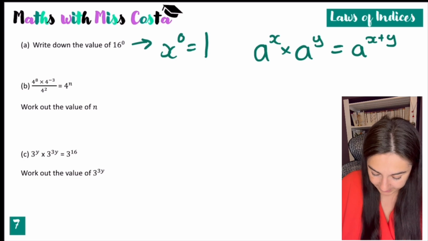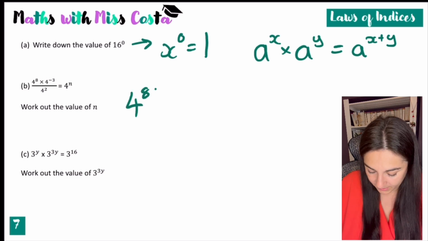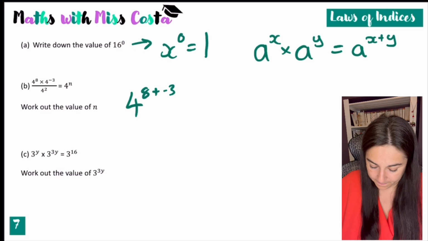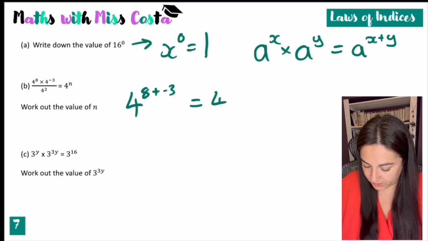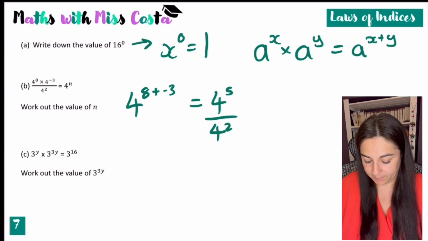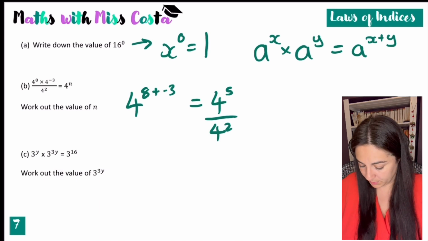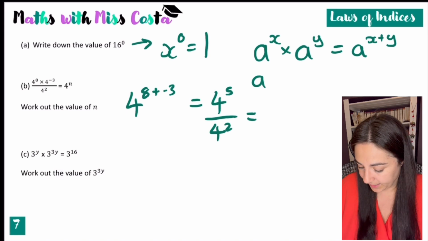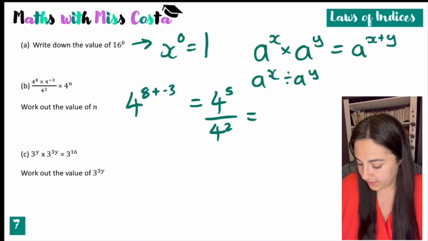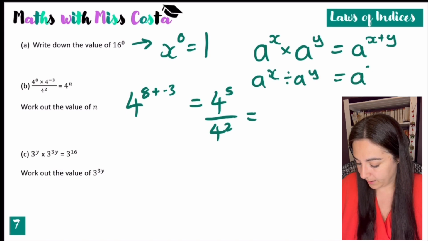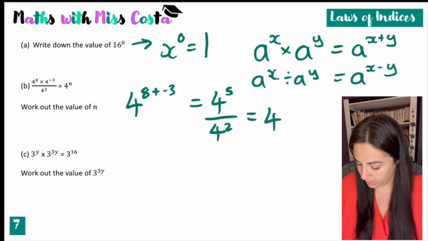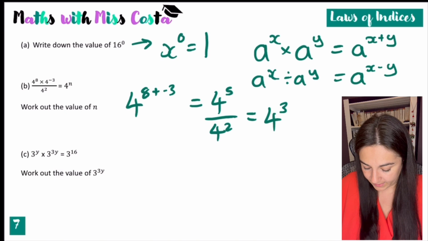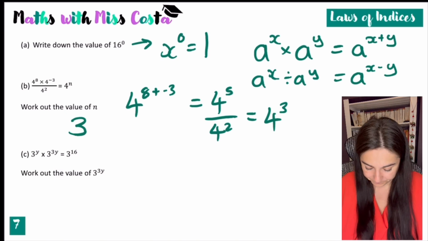So in this case we'd say 4 to the power of 8 plus -3. So that gives me 4 to the power of 5 over 4 to the power of 2. I've just simplified the top. 4 to the power of 5 over 4 to the power of 2. Well, when I'm dividing indices, so a to the x divided by a to the y, I just subtract the powers. So 5 take 2 gives me 3. So the value of n is simply 3.